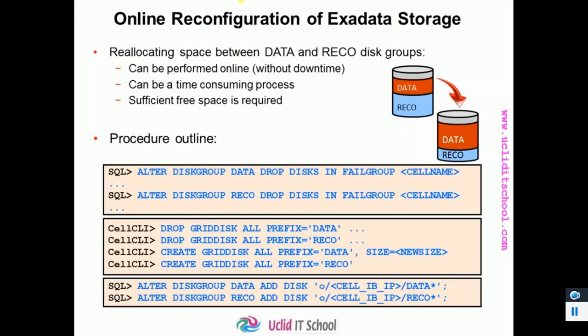Next is storage reconfiguration. I told you the one command process allocates the storage in the ratio 40-60 between data disk group and reco disk group, or 80-20. These two are the standard, right? Now, if you want a different split, suppose a customer wants 50-50, or a customer wants 70-30, or 20-80, or 90-10, how to do that? That should be done manually, and this is called storage reconfiguration.